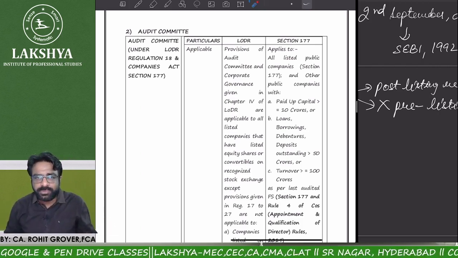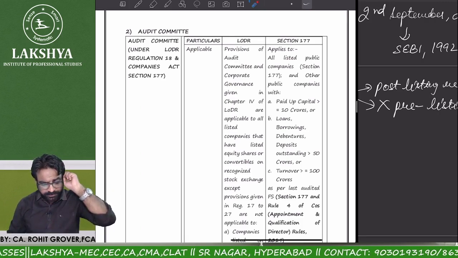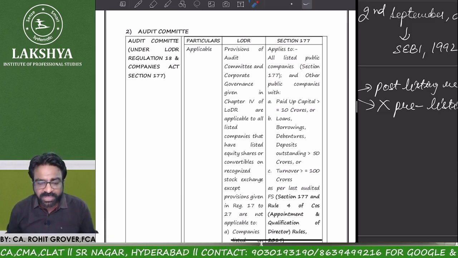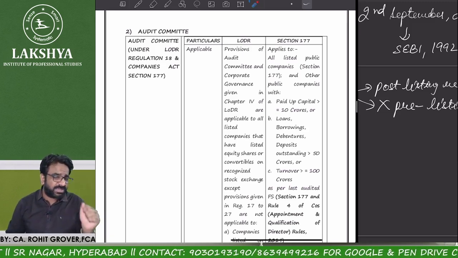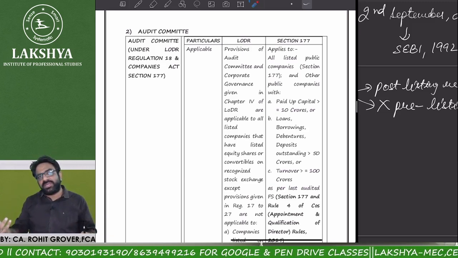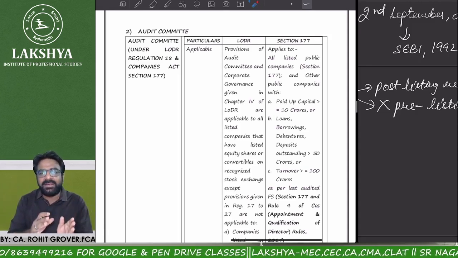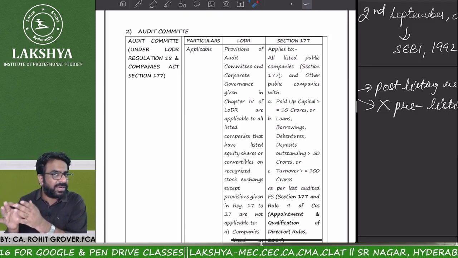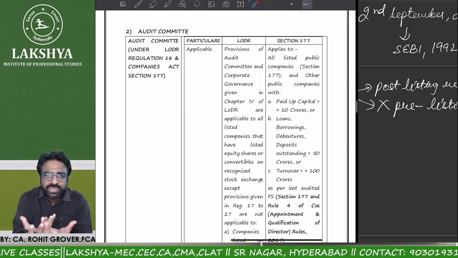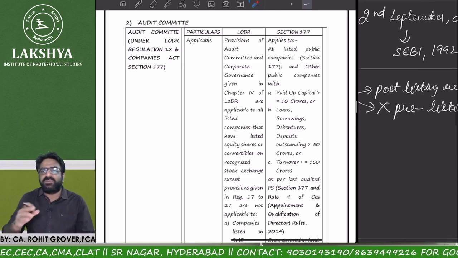As I already told you, we have to understand the audit committee from 2 points of view. Are you getting the point? What are the 2 points of view? Provisions of the audit committee as per the Companies Act 2013, and provisions of the audit committee as per the LODR regulations. The LODR regulations we have on the left side, and Section 177, the audit committee as per the Companies Act, we have on the right side. So majorly, I will make you understand the difference between the two.